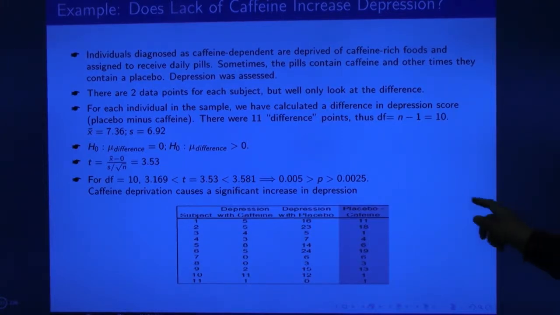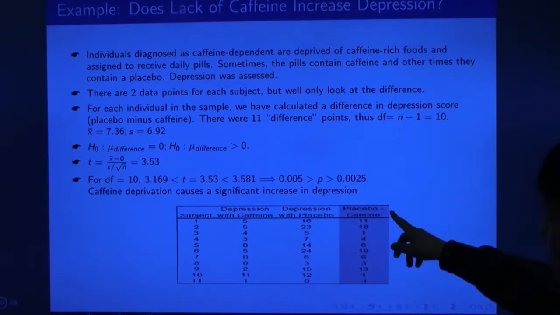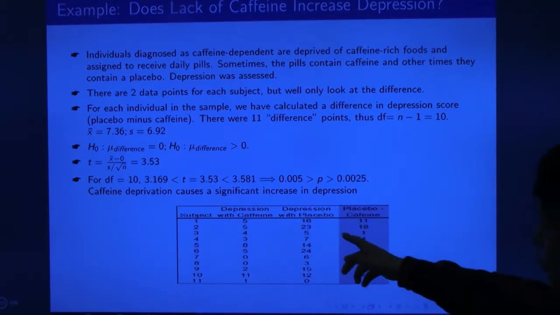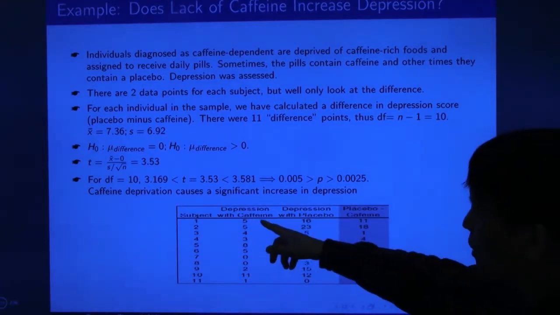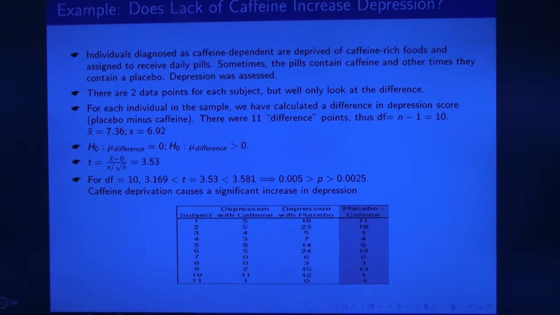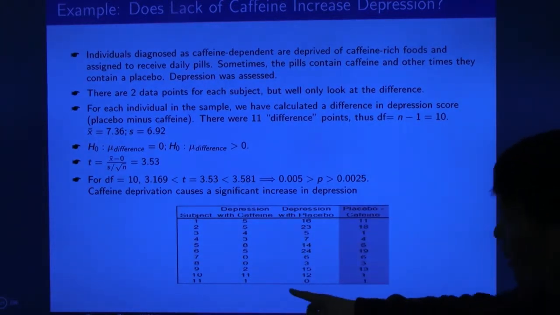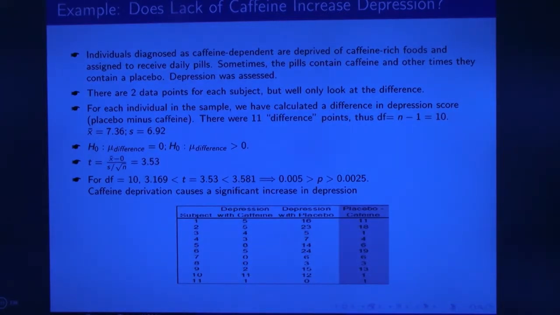So in this example, we construct our new variable. It's called the difference. We use the placebo data minus caffeine data. So for the first subject, 16 minus 5 equals 11. For the second subject, 23 minus 5 equals 18, and so on. The last one is 0 minus 1 equals negative 1.